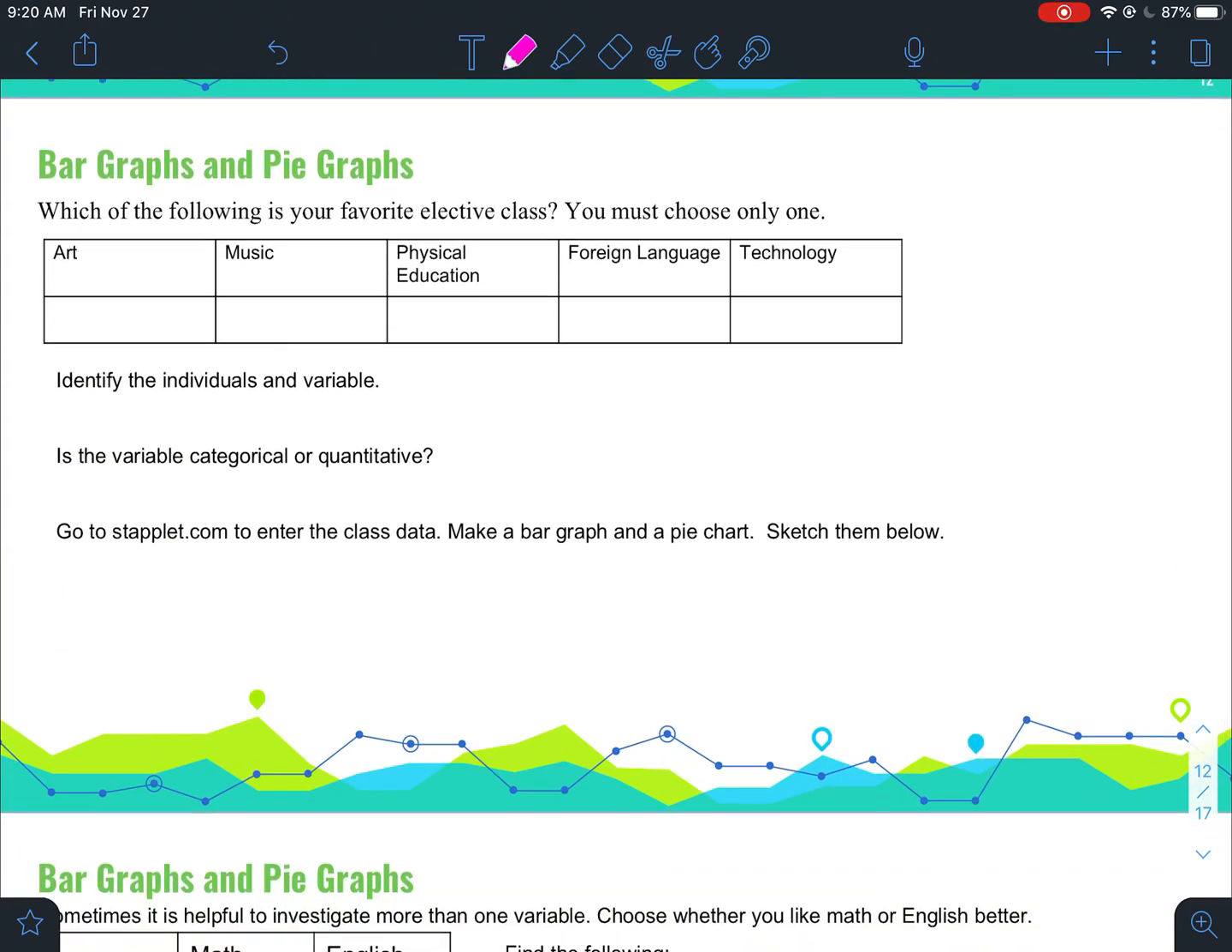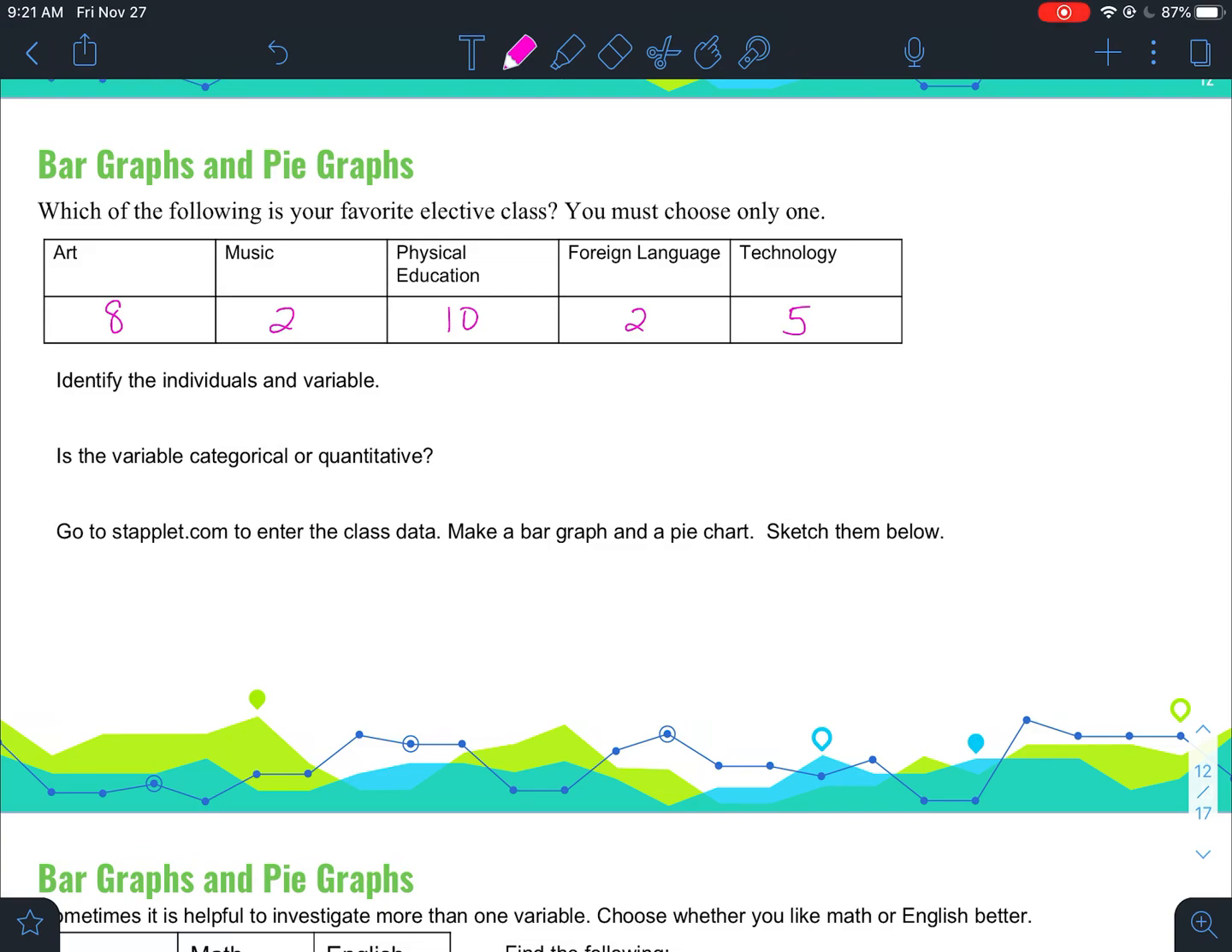All right, so bar graphs and pie graphs. So this is another way of organizing data. So which of the following is your favorite elective class? You may choose only one. So again, we ran through this in class, but let's just say we did the following, and we had 8 of you liked art the best, 2 of you liked music the best, 10 of you liked physical education the best, 2 liked foreign language, and 5 liked technology the best.